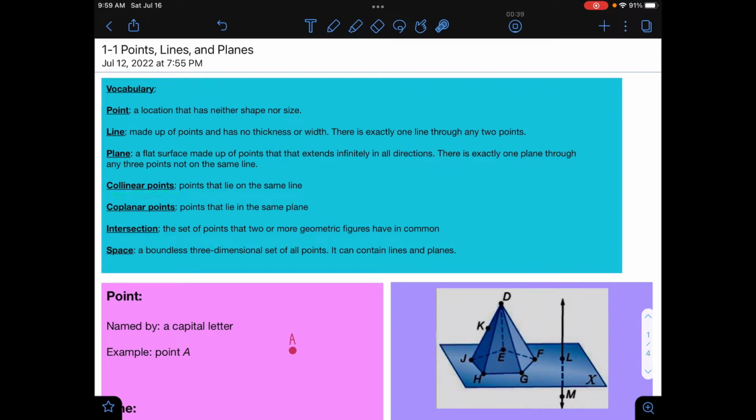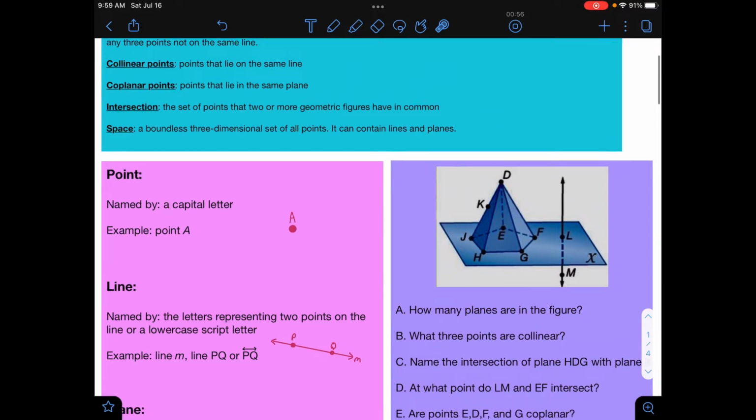Collinear points are points that lie on the same line. Coplanar points are points that lie in the same plane. An intersection is a set of points that 2 or more geometric figures have in common. Space is a boundless 3-dimensional set of all points, and it can contain lines and planes.